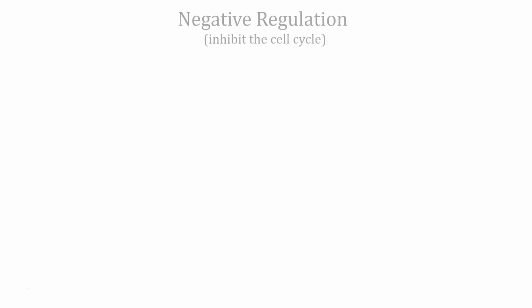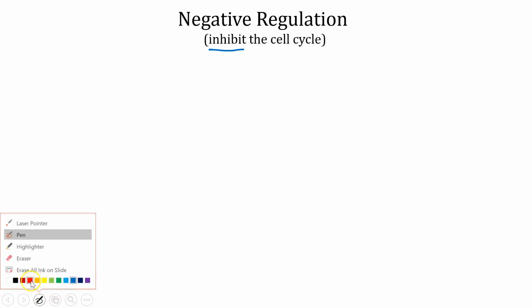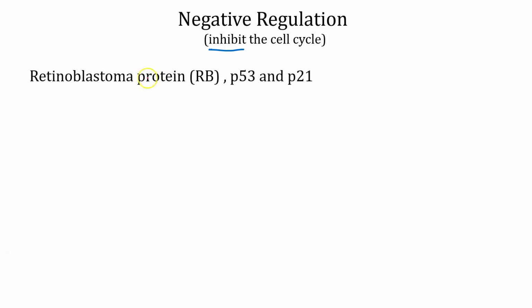All right, then we also have the negative regulatory molecules. These are ones that are going to tell the cell cycle to stop. They're going to try and inhibit the cell cycle when it needs to be inhibited. And a couple of interesting examples here: we have one called retinoblastoma protein, or RB, and then these big ones here, P53 and P21. They're named P53 and P21, which is kind of an uncreative name. It's just a name that indicates how big the protein is. So P53 is going to be one size, and P21 is going to be a different size.